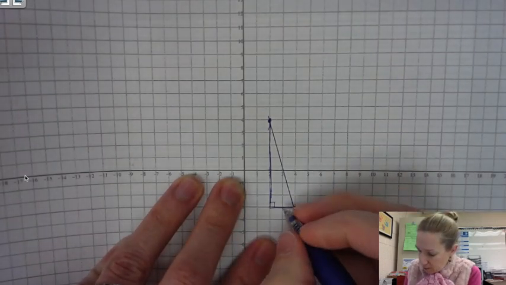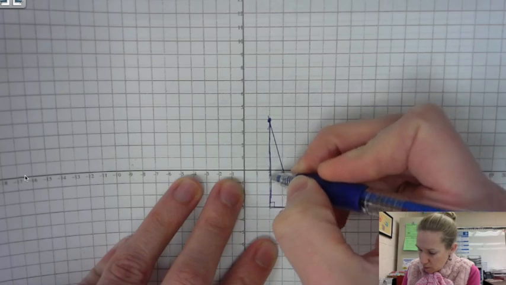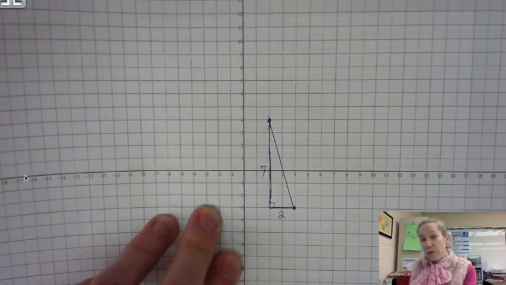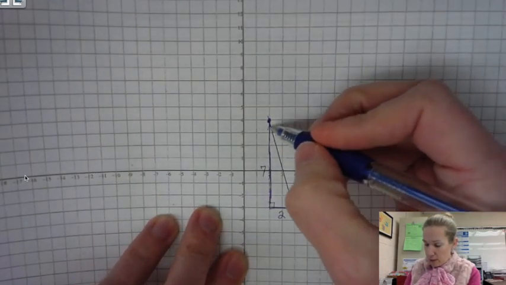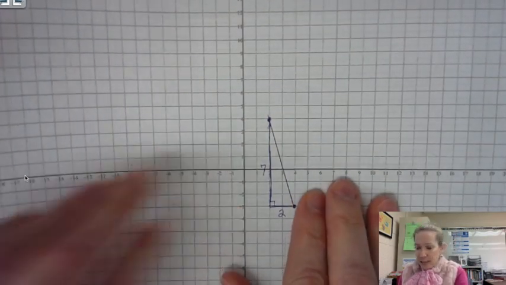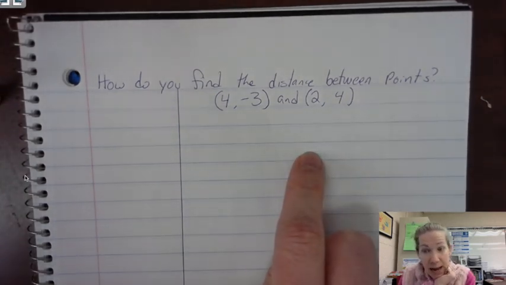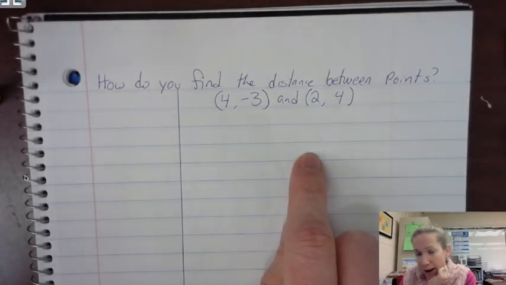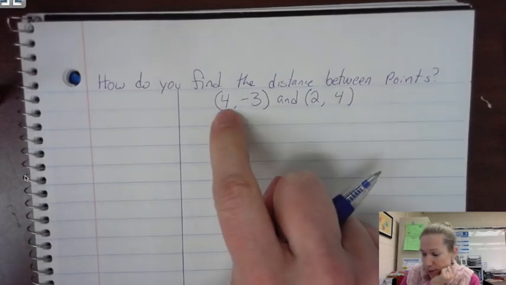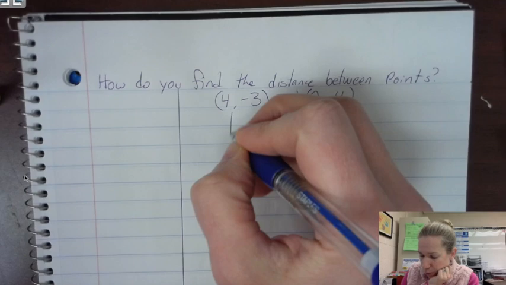So here we have 2 as a side, and here we have 1, 2, 3, 4, 5, 6, 7. And you would use a squared plus b squared equals c squared. However, if you don't have a coordinate plane handy, that's okay. You can still sketch it out, or you could figure out what the legs are simply by using the points.